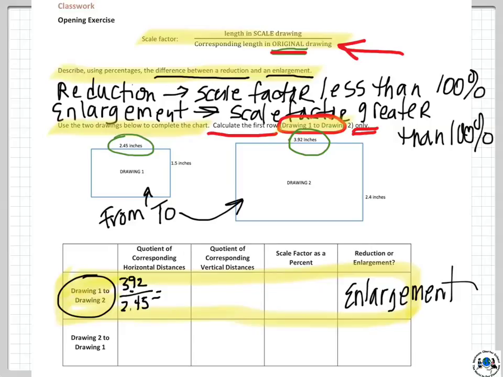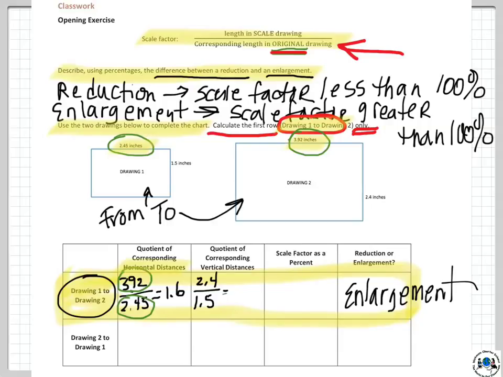But the key is this. You know it is an enlargement. You can tell you're going from a smaller drawing to a larger drawing. Therefore, this numerator has got to be greater than the denominator, because you need something that's going to come out to be more than one whole or more than 100%. In this case, it comes up to 1.6. 3.92 divided by 2.45 is 1.6, and that's our horizontal distance. Let's go ahead and get the vertical distance.